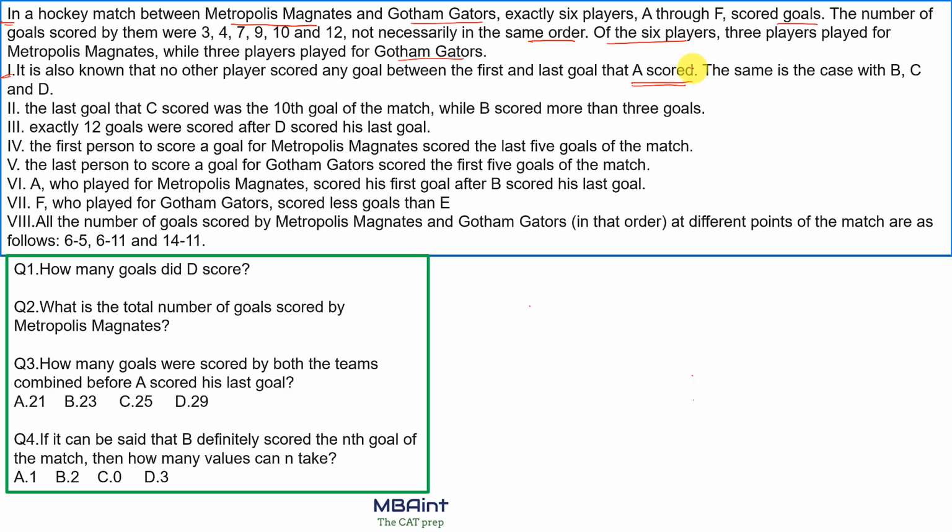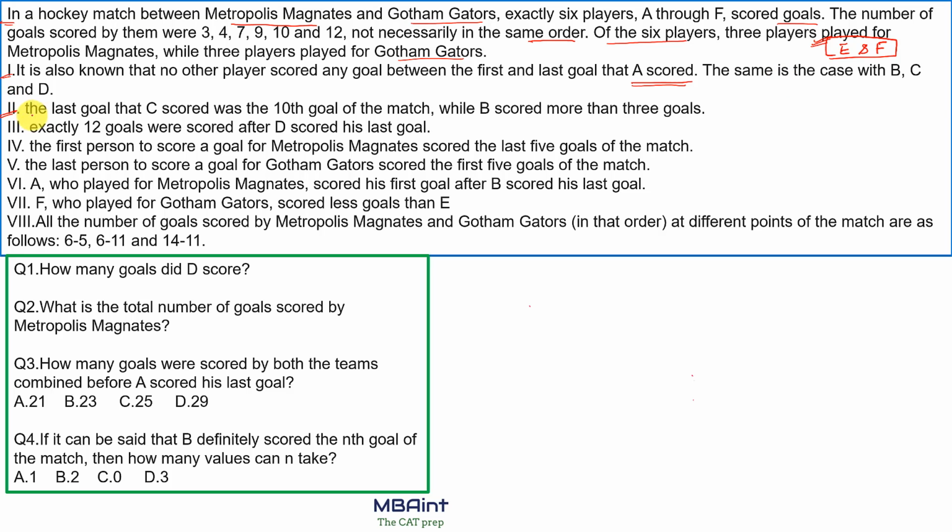Now as these are 4 players and altogether we have 6 players, this means that E and F can come at any other position or can score goals at any other places throughout the match.